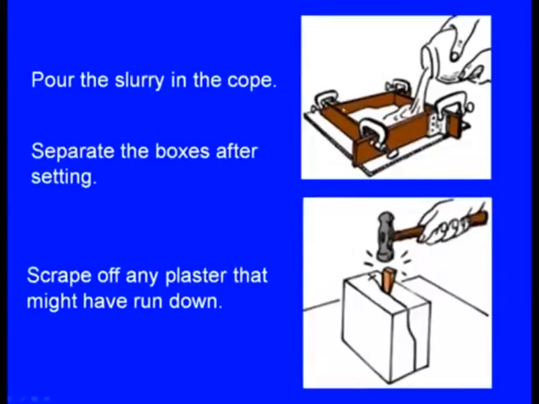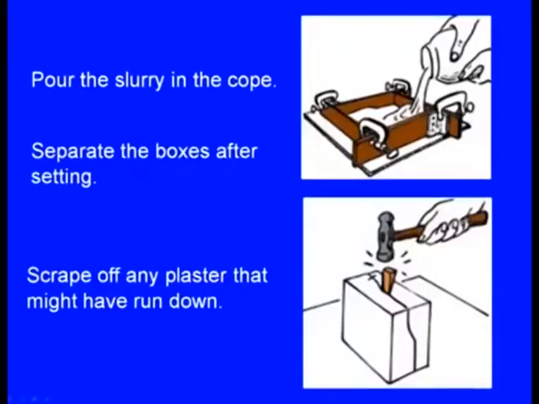Next one, pour the slurry in the cope. In a similar way, we have to make the cope also. Now, again 4 boxes will be kept. Now, pour the slurry in the cope. Separate the boxes after the setting.